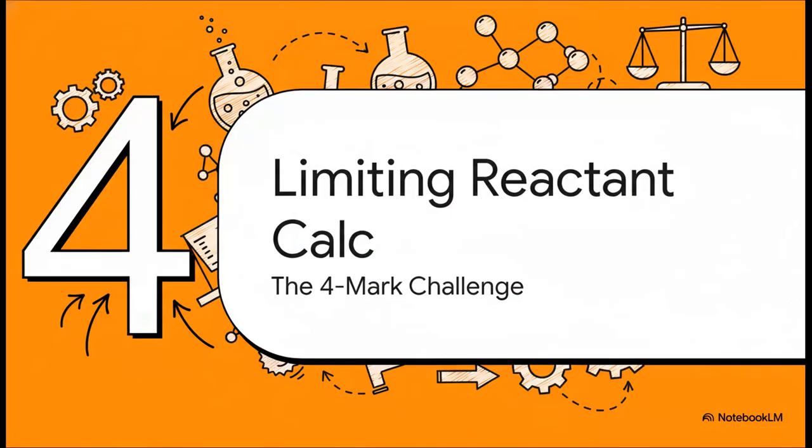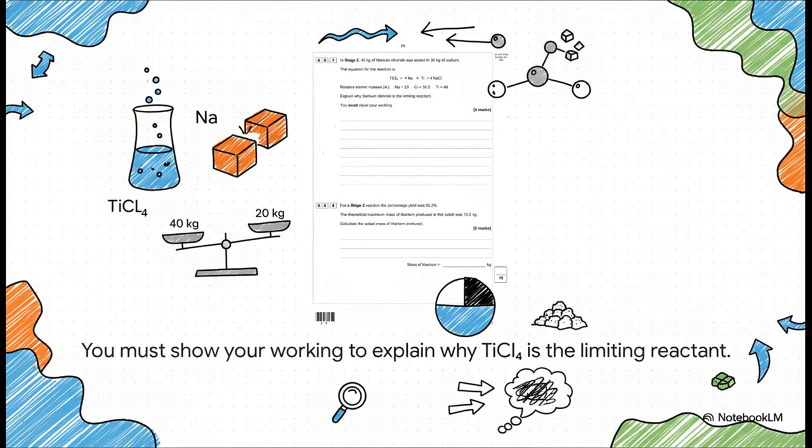All right, time for the big one. This is the 4-mark calculation to figure out the limiting reactant, and this is where showing your work is completely non-negotiable. So the question gives you all the data you could possibly need. 40 kilograms of titanium chloride, 20 kilograms of sodium. It even gives you the relative atomic masses. But crucially, look at what it says. You must show your working. That's because you get marks for the method, not just for pulling the right answer out of a hat.